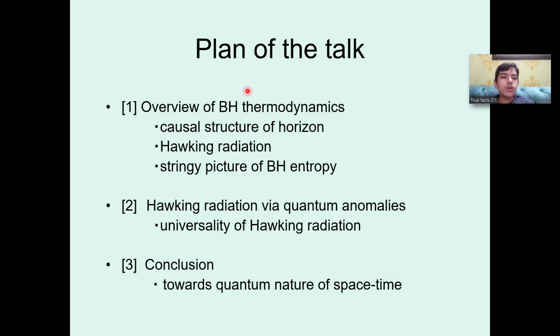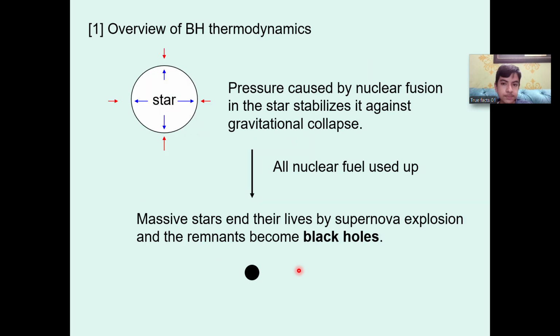So what is the plan of our entire lecture? At first, we'll have the overview of black hole thermodynamics, the causal structure of the event horizon, Hawking radiation, and string picture of the black hole entropy. Then Hawking radiation via quantum anomalies, and the universality of Hawking radiation. A third will be the conclusion, towards the quantum nature of space-time. So let us begin with it.